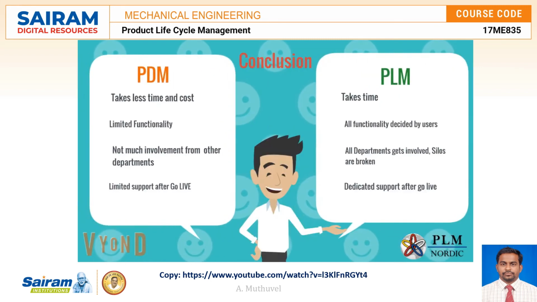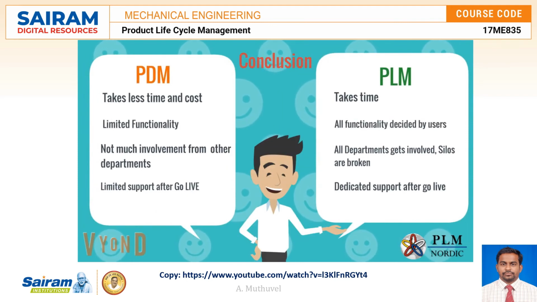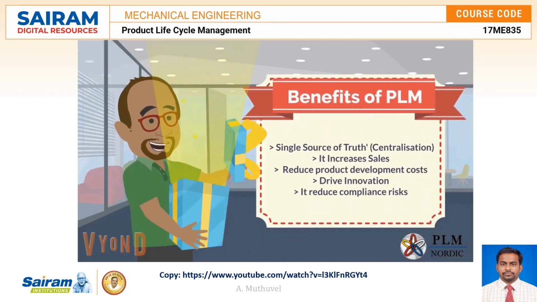Now we'll quickly check the conclusion. Quick PDM takes less time and cost but with limited functionality. Limited support after go live. A complete PLM takes time to implement since it has all functionality needed with dedicated support after go live. Some of the benefits of PLM are, it is a single source of truth. It increases sales, reduces product development costs, drives innovation, and reduces compliance risks.